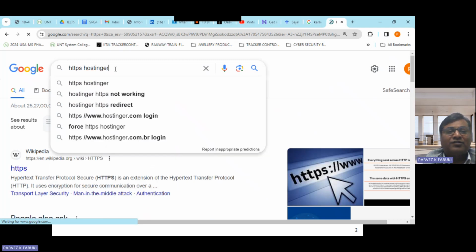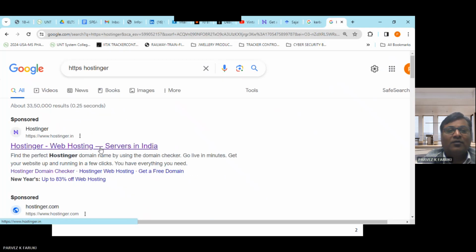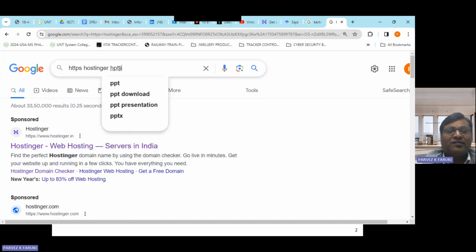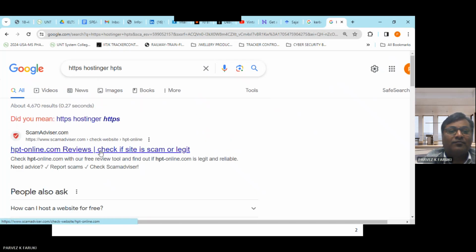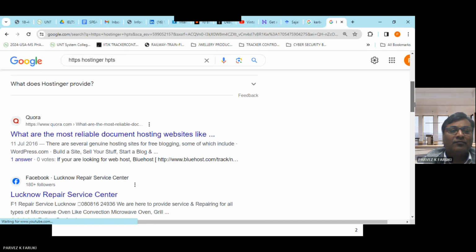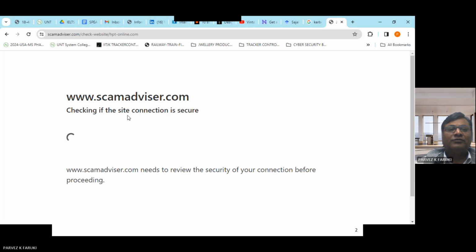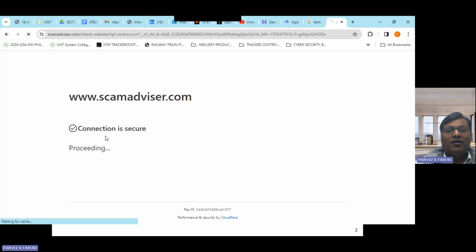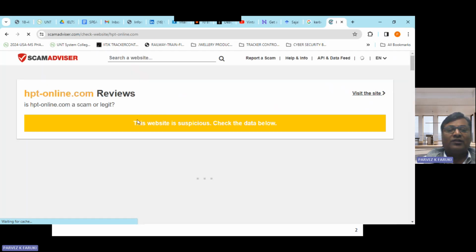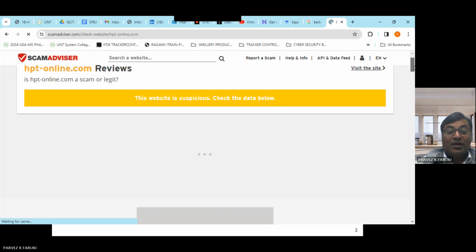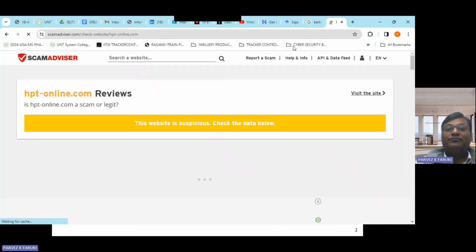Let me just show you Hostinger HTTPS. Now you see this. Even such services are available to see if the client is secure or not. Whether this particular client is okay, it is important to know that.